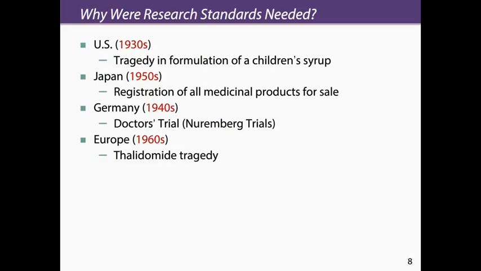This tragedy led to the enactment of the Food and Drug Cosmetic Act by the U.S. Congress. In the 1950s, regulations requiring the registration of medicinal products for sale were put into effect in Japan to prevent the distribution of unsafe products. The Nuremberg trials in 1947 exposed unethical medical experimentation of Nazi doctors during World War II. Finally, in the 1960s, the thalidomide tragedy occurred, which you may be more familiar with. It involved a morning sickness pill which caused birth deformities. The drug safety was not sufficiently evaluated before sale. This underlines the importance of developing international regulations to govern the development of medicinal products.